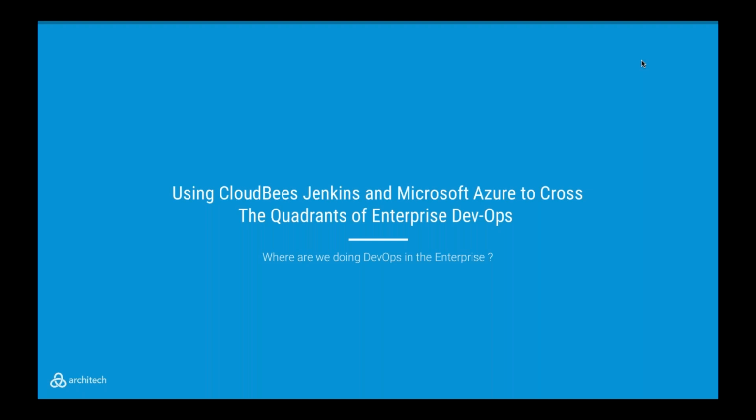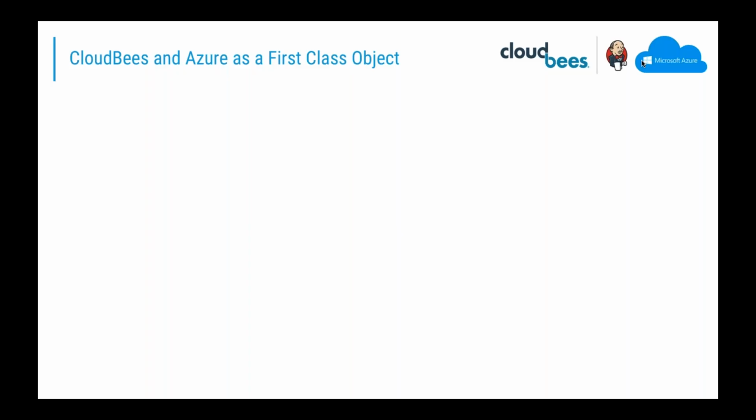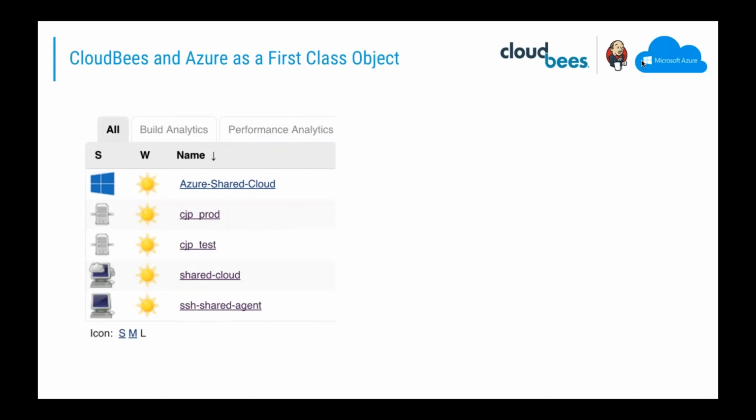Now, what we are going to talk about is how CloudBees and Microsoft Azure together can help me navigate these areas. What are the big things that help me cross from continuous integration to continuous delivery? What are the things that help me get from the team to the work group to the enterprise level? So the first thing I would like to say is that Azure and CloudBees is a first-class object.